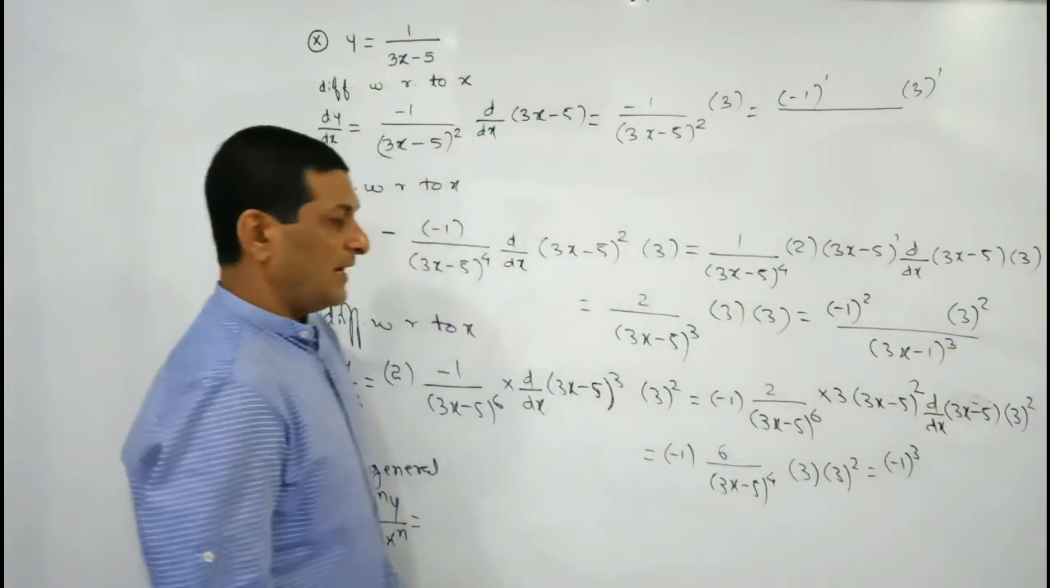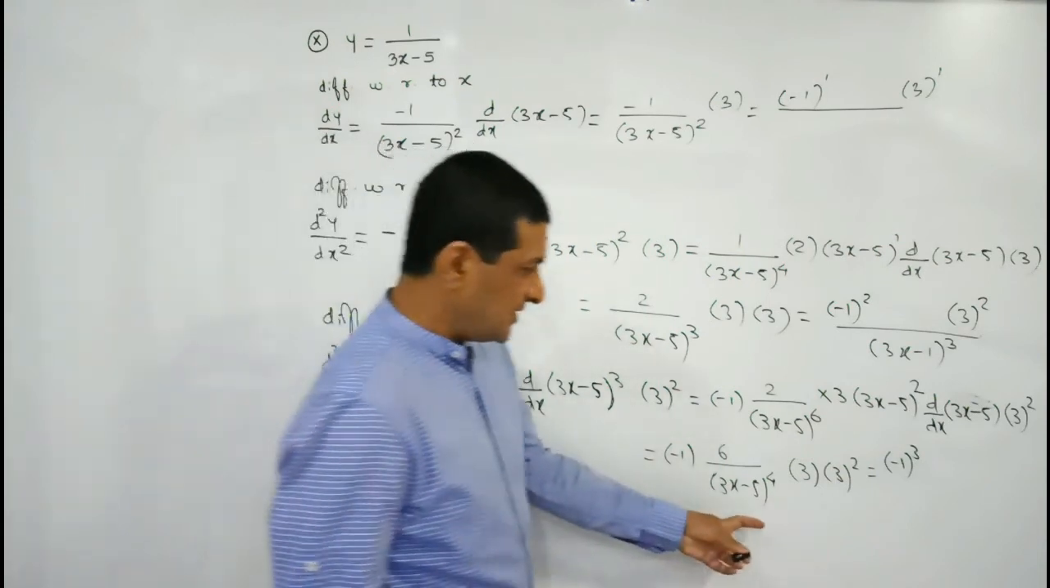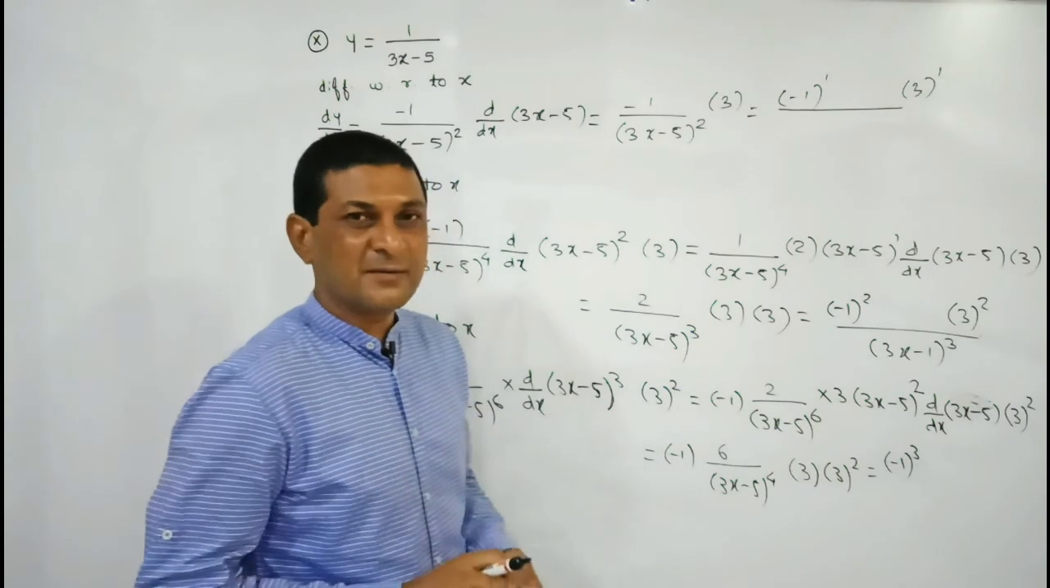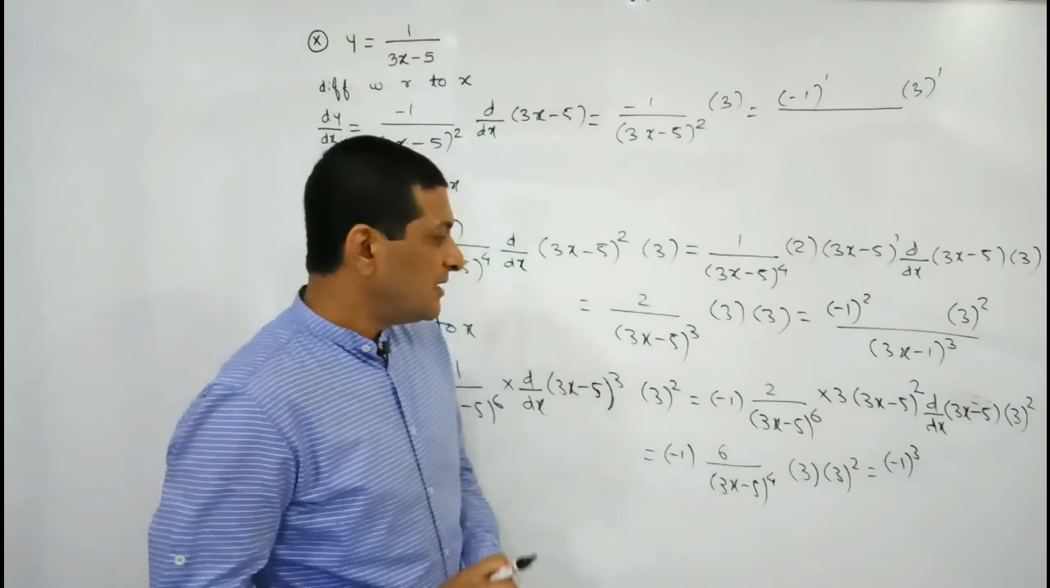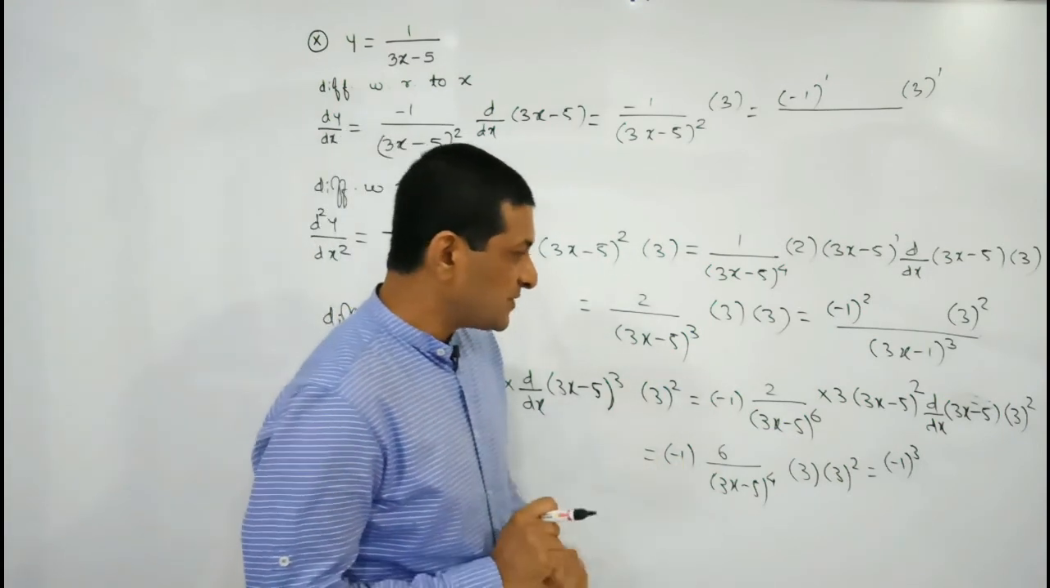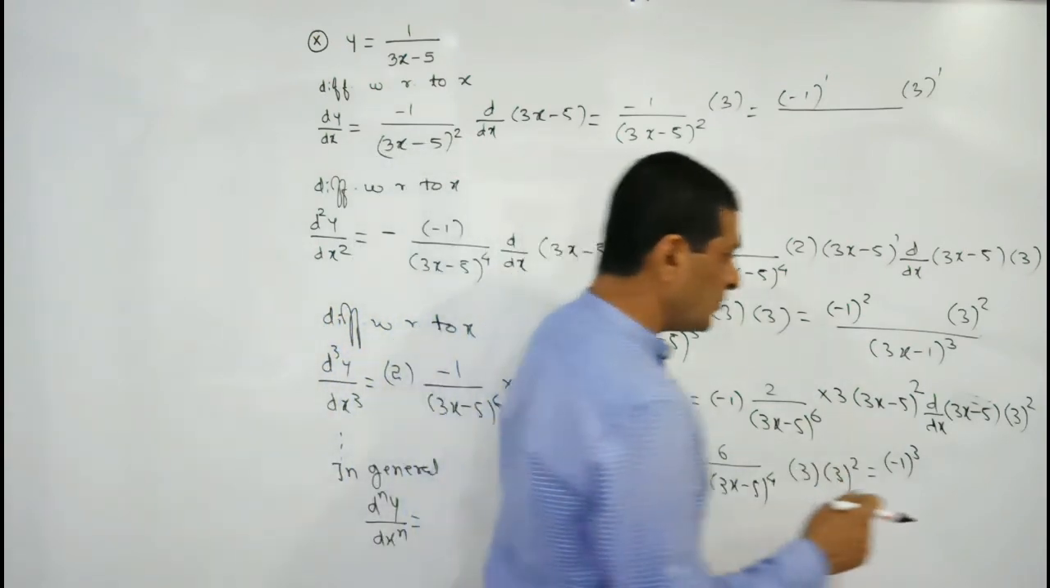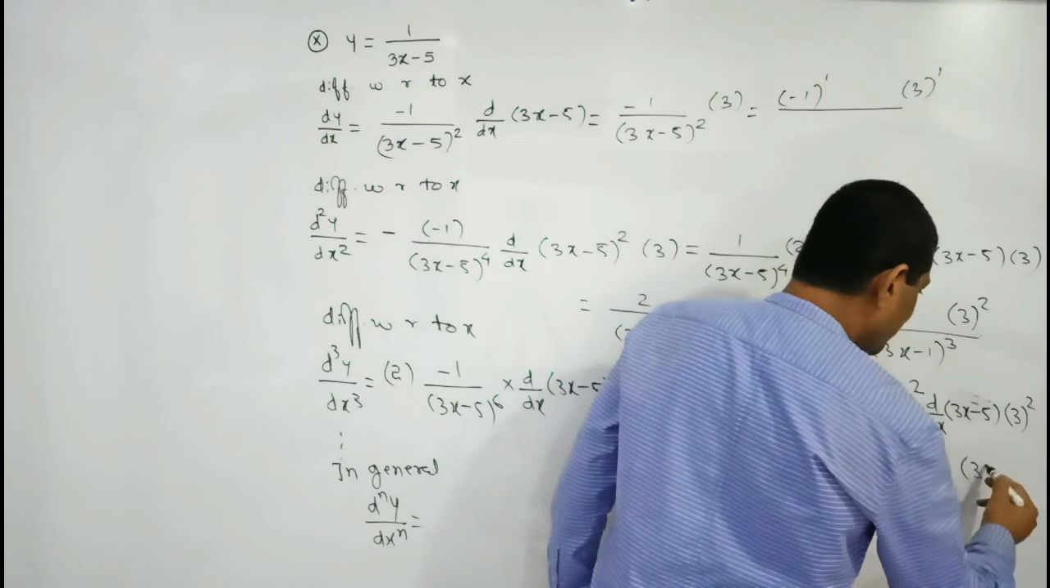Okay, and here the denominator is (3x minus 5) raised to power 4. चलो डिनोमिनेटर के बारे में बाद में सोचेंगे. पहले तो क्या किया हमने? -1 को सिंप्लीफाई किया. अब ये 3 into 3 square will become what? 3 cube. यहाँ पे हमें 3 cube मिल गया.